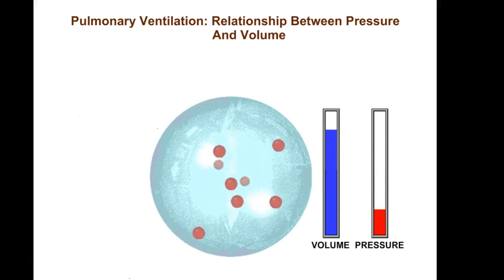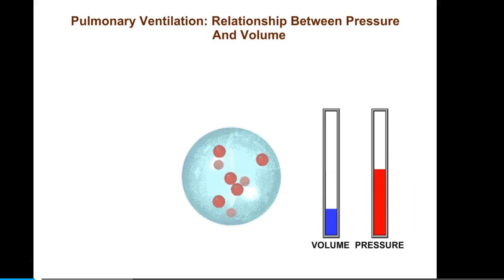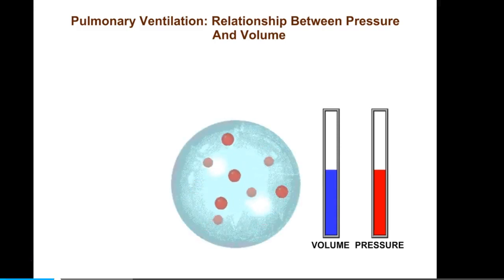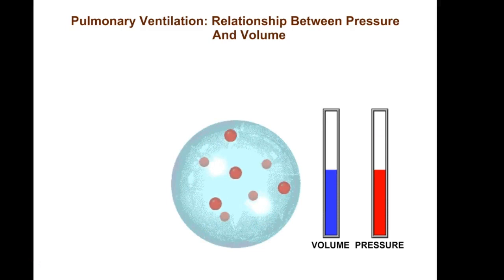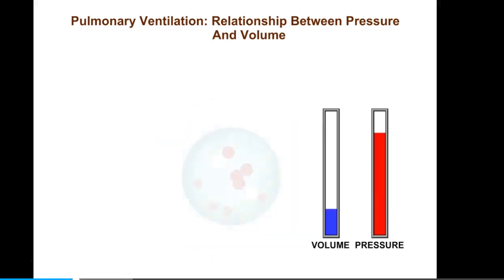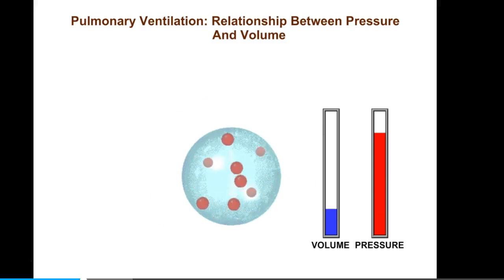Let's see what happens when it is decreased in size. In this small sphere, the gas molecules strike the wall more frequently, thus exerting more pressure. Notice that the number of gas molecules has not changed. These demonstrations illustrate Boyle's law, which states that the pressure of a gas is inversely proportional to the volume of its container. Thus, if you increase the volume of a container, the pressure will decrease, and if you decrease the volume of a container, the pressure will increase.